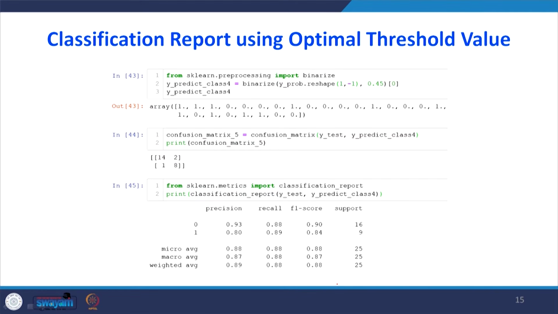So, here is the classification report using the optimal threshold value; this was our program output. Here I use the binarize function on y underscore probability dot reshape. So, this is our predicted value. We got the confusion matrix, where true negative is 14, true positive is 8. For that we got the classification report also. Here you see that specificity and sensitivity are both a little higher. So, it shows that this is the optimal threshold value.